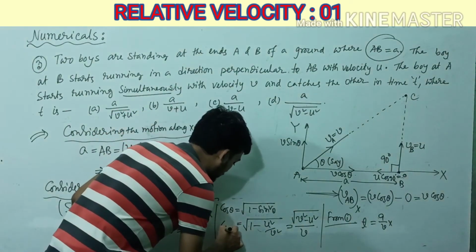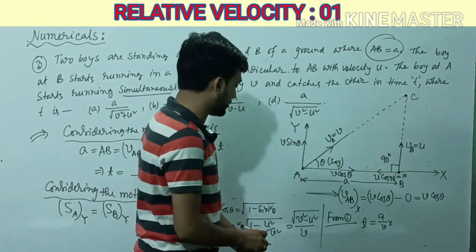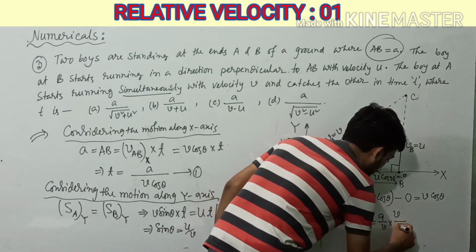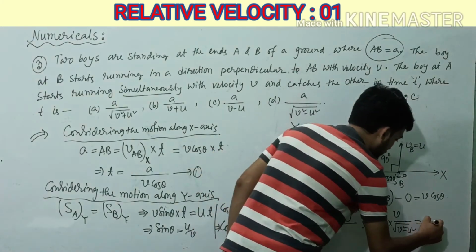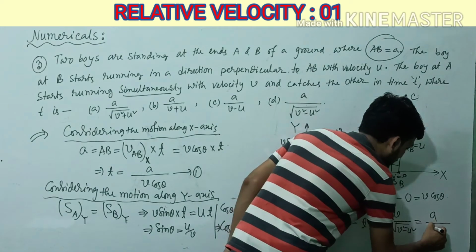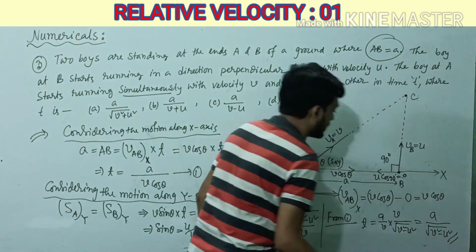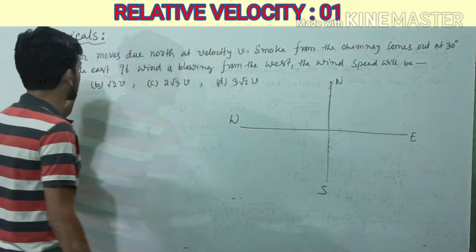This is the value of cos theta. You reverse this expression and you multiply here v by v square minus u square. So ultimately you will get a by square root of v square minus u square. So this is the answer, and our correct option will be option D.